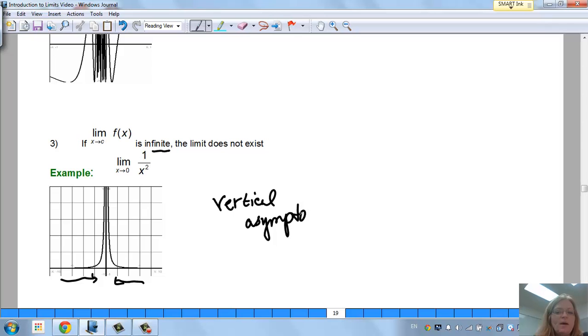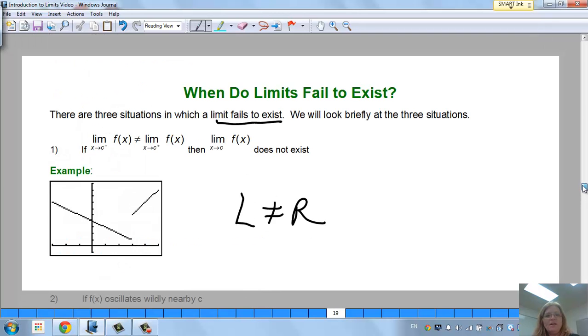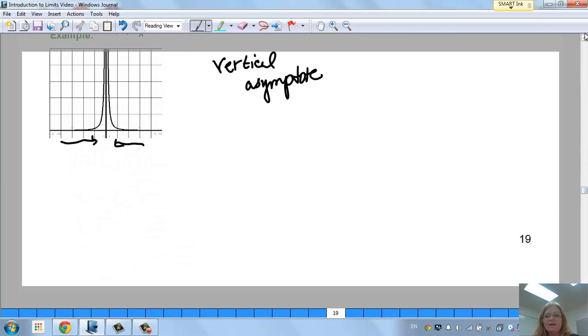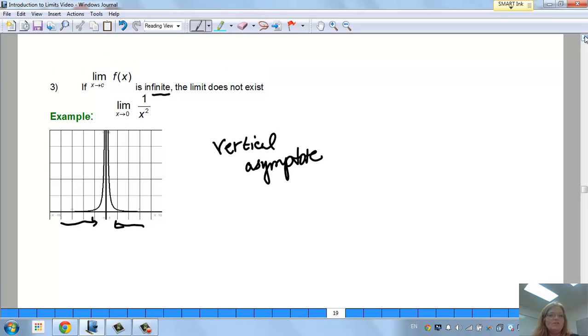So you need to memorize these 3 cases that a limit does not exist. The first one we've been practicing. The second one is oscillating wildly. And the third one is if you're going to infinity, then the limit does not exist.